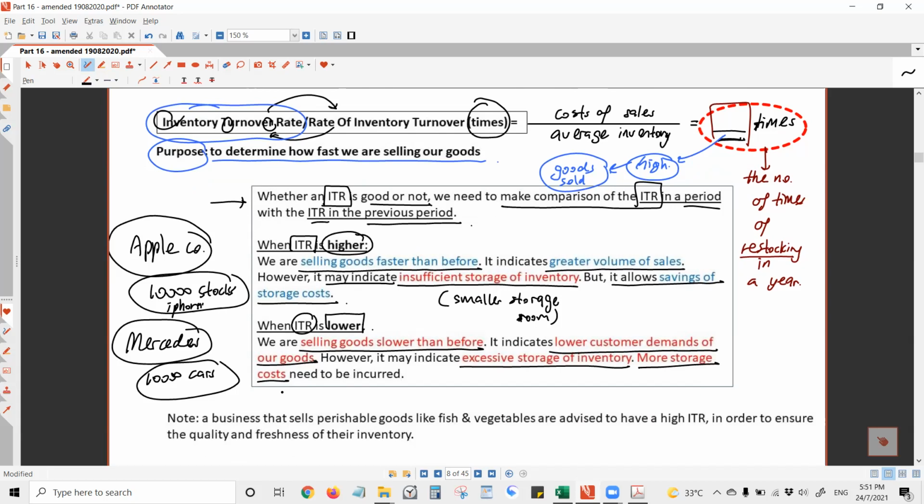This number also depends on what business you run. Say you are selling fish and vegetables. Do you think it's better to have a high ITR or a low ITR?